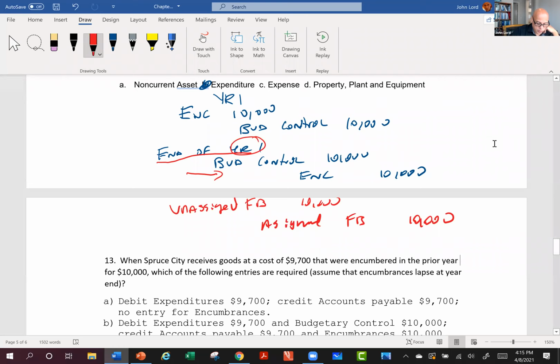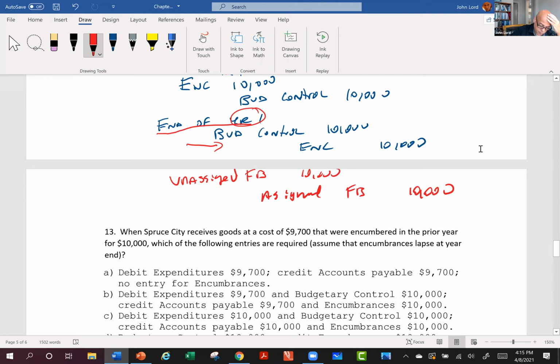What do you want to do in year two? Do we need to debit encumbrance again? Okay, you want to debit the encumbrance first? That's fine. Year two, I'm going to debit encumbrance for 10,000. Credit budgetary control for 10,000. What else do you want me to do? And debit expenditure for 97,000?